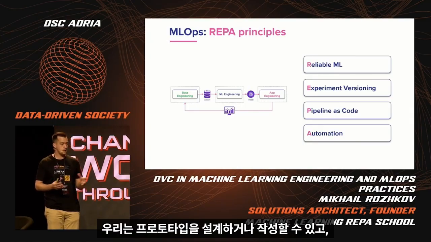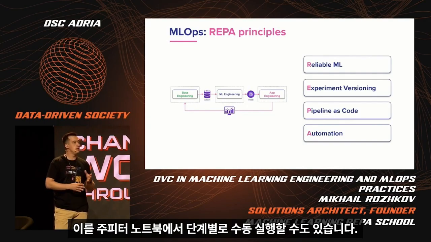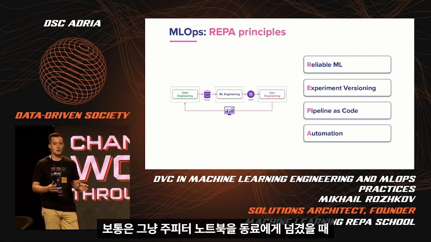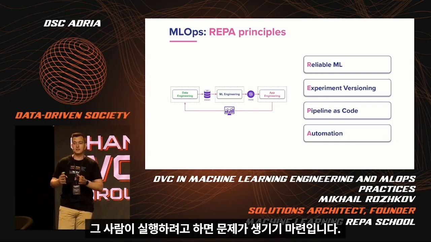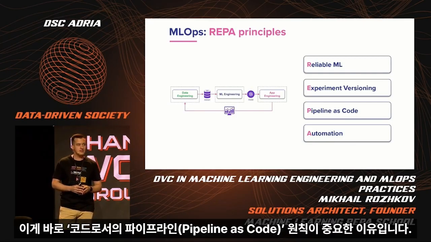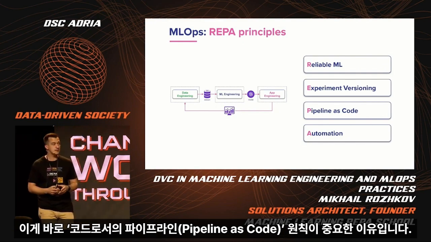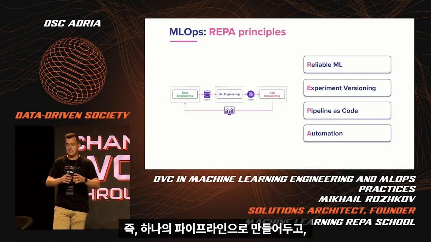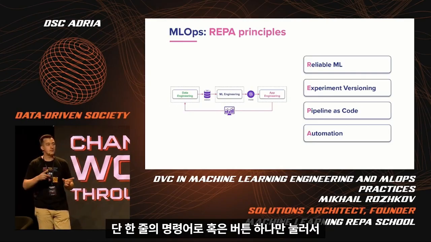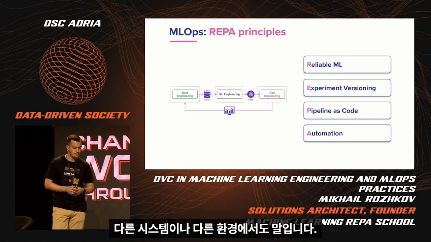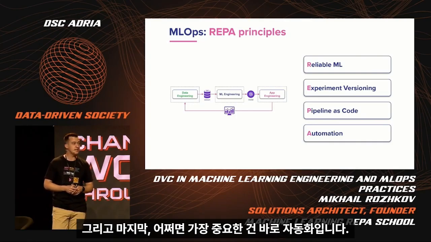So we can design or write the prototype in Jupyter notebooks and run it manually, step by step. But it's not robust. Usually it does the work until you give your Jupyter notebook to your colleague, and they have some problems running it, or they get different results. And this is what the pipeline as code principle means. Let's wrap our model training workflow into a codified version, store it in a pipeline that we can run using only one command or one button, and we can reproduce the whole process by that one command in a different system, in a different environment.